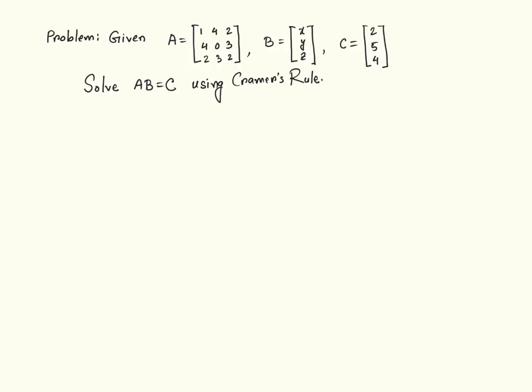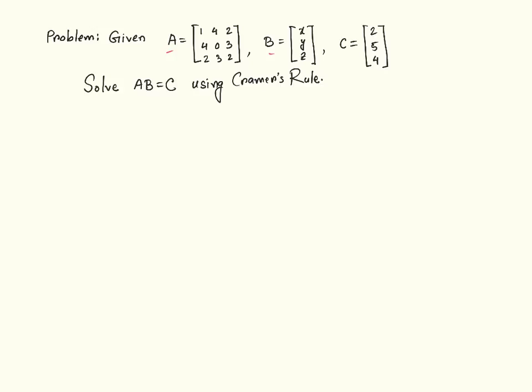In this video, I am going to solve a system of linear equations using Cramer's rule. We are given a matrix A, which is a 3 by 3 matrix, and matrix B, which is a 3 by 1 matrix of x, y, and z, and matrix C, which is a 3 by 1 matrix. We need to solve the system AB is equal to C.